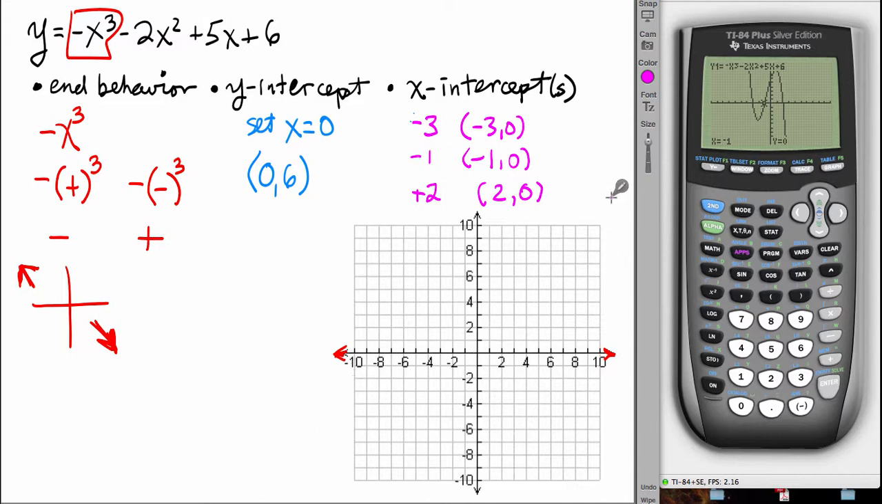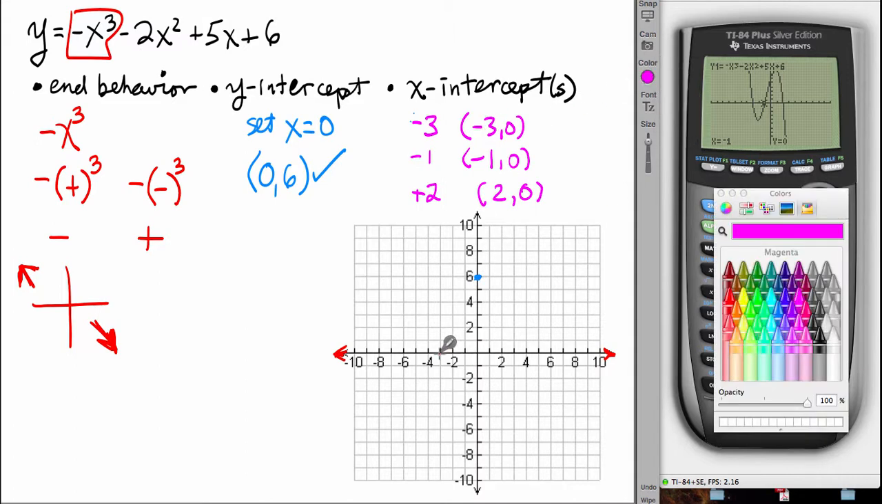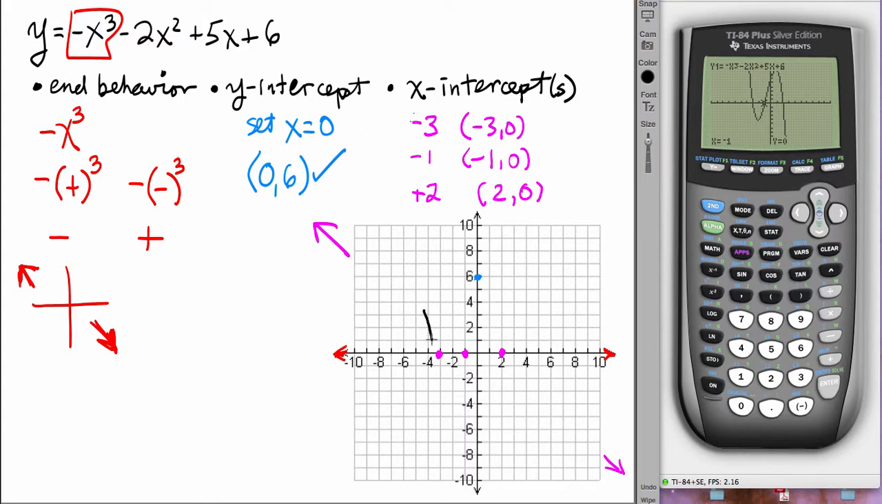So let's put some of this information down. 0, 6 is the y-intercept. Negative 3, 0 is one of the x-intercepts. Negative 1, 0, another x-intercept. And finally, 2, 0. Putting that together with the end behavior, which says that on the left the function goes up and on the right the function goes down, means that the overall sketch looks probably something like this. And there we have the polynomial.